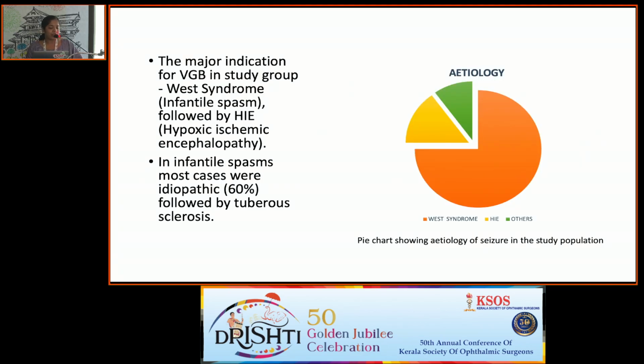The major indication of the drug was West syndrome or infantile spasm, followed by hypoxic ischemic encephalopathy. In infantile spasm, the majority were idiopathic, followed by tuberous sclerosis.